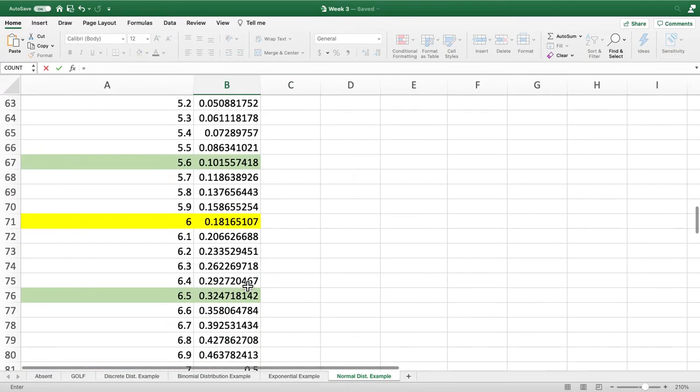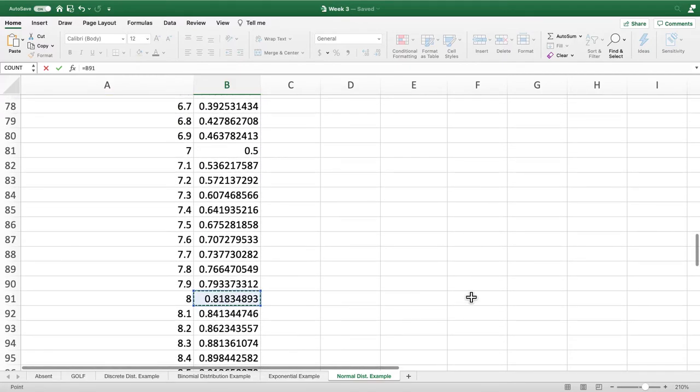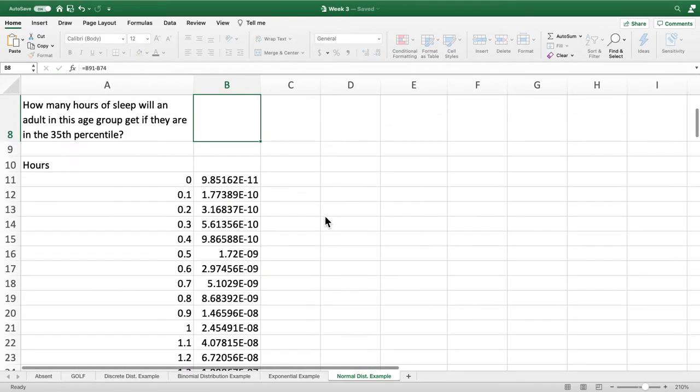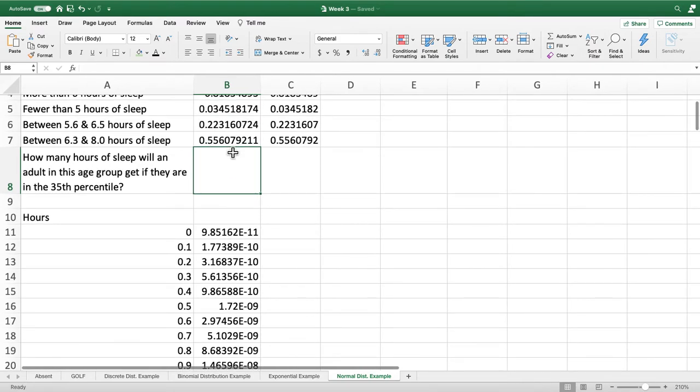So now let's see if that same thing is true when we go down and find 8 and 6.3. There's my 8 minus 6.3. So B91 minus B74, and we get the same thing.